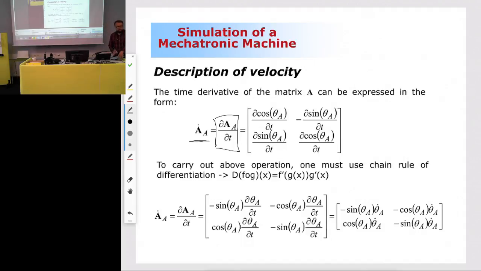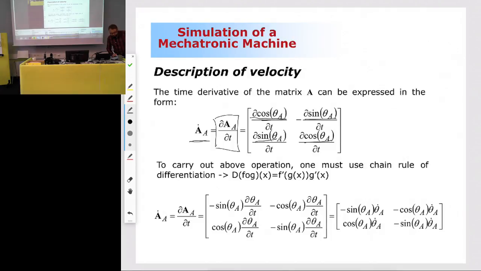And now we need to take a look at the components in my 2x2 rotation matrix. So I have here first cosine theta, minus sine theta, and so on. And now I will differentiate each one of these four components with respect to time. And now comes a little bit of inconvenient mathematics. You have to go back to your notes and look up, okay, what is the chain rule of differentiation? And using the chain rule, you can actually carry out this operation. And I will jump to the final conclusion.